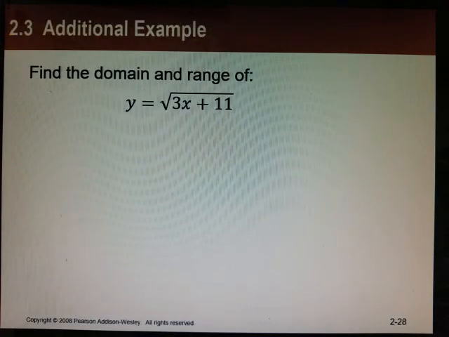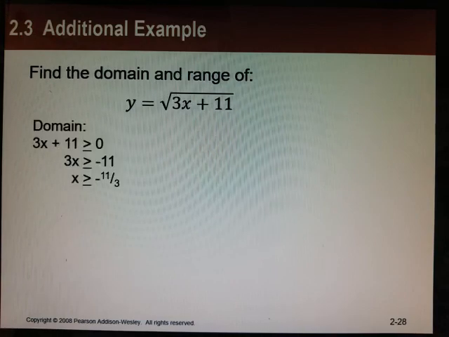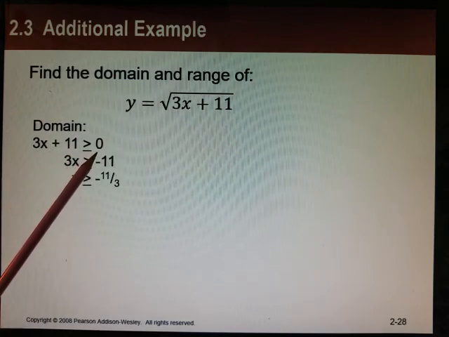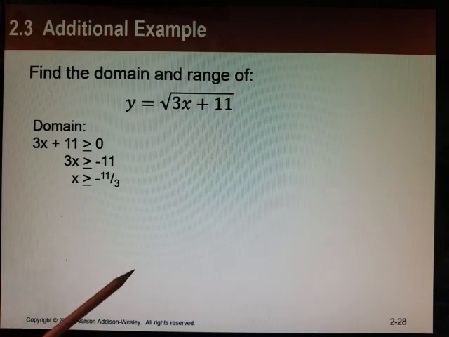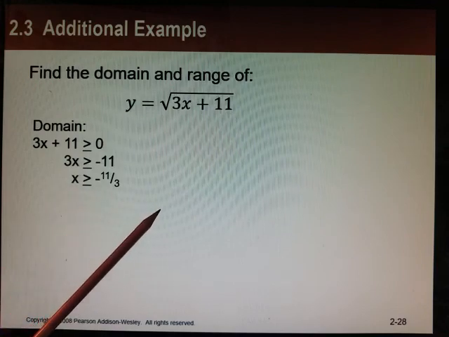All right, domain and range of this graph. So for the domain of this square root function, you will take what's underneath the square root bar and set it greater than or equal to 0. So I took what's under there, 3x plus 11, greater than or equal to 0. So minus 11, divide by 3. So this is the domain, how we write it in Algebra 1 or Algebra 2. But in College Algebra, we would have to write that with a bracket, negative 11/3 to infinity.